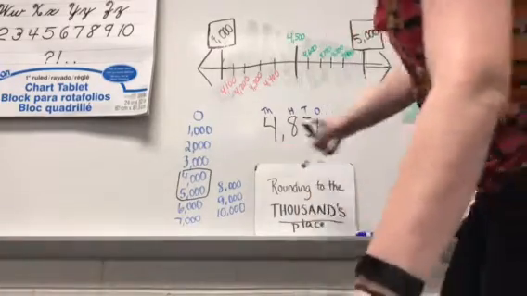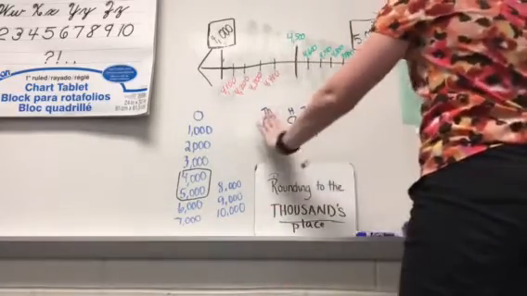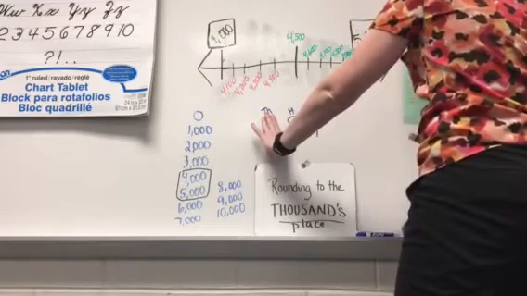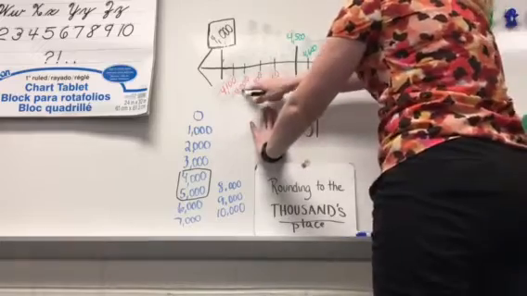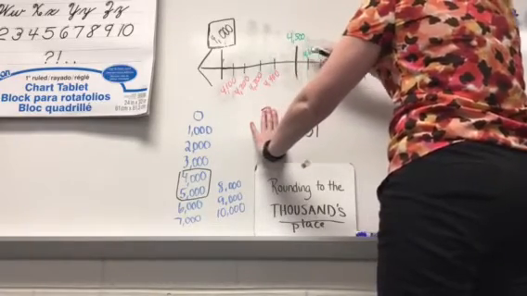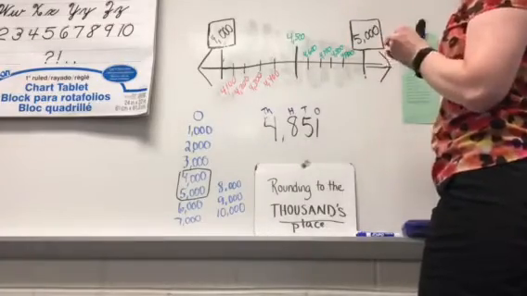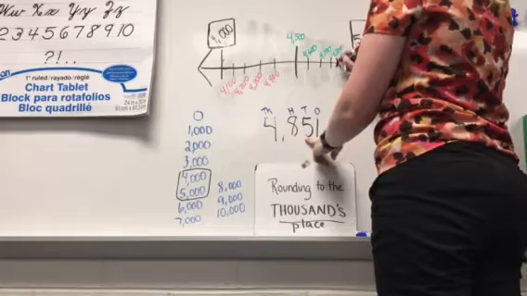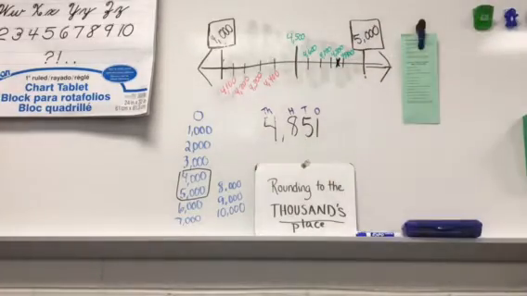Where does 4,851 go? Well, I see that all of them have 4,000s. So I'm looking for, where can I put 851? So looking at my hundreds, 851, 100, 200, 300, 400, 500, 600, 700, 800. So it's going to be more than 800, but less than 900. So now I'm looking to see, what is this closest to?